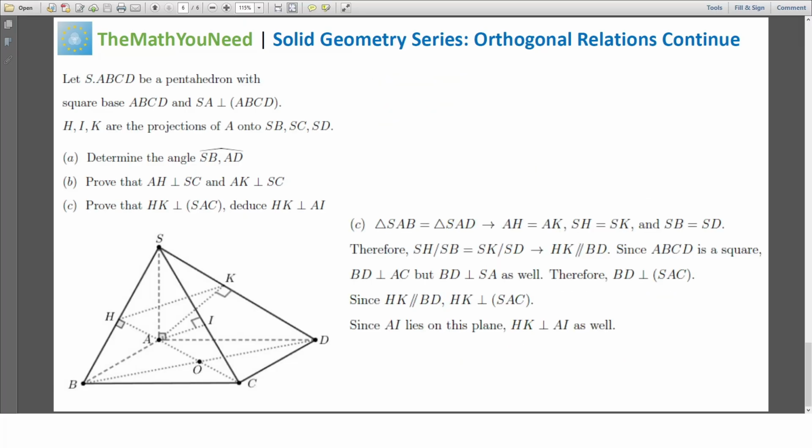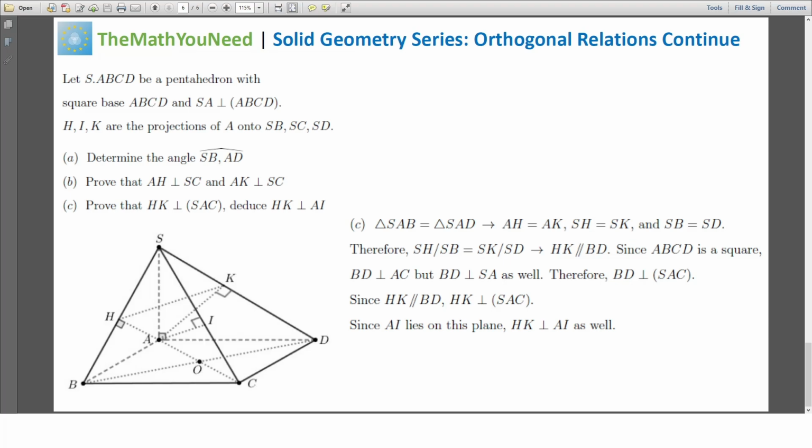Okay, moving on to part C. Notice that triangle SAB is equal to triangle SAD. So we have AH equals AK, SH equals SK, and SB equals SD. Therefore, the ratios SH over SB is equal to SK over SD. So from here we can deduce that HK is parallel with BD.